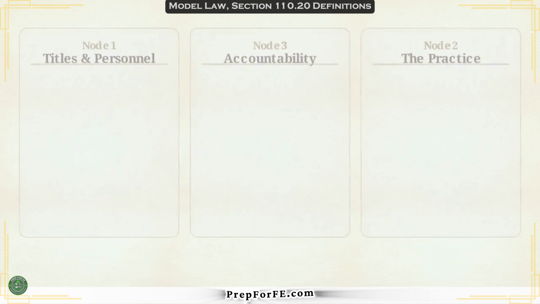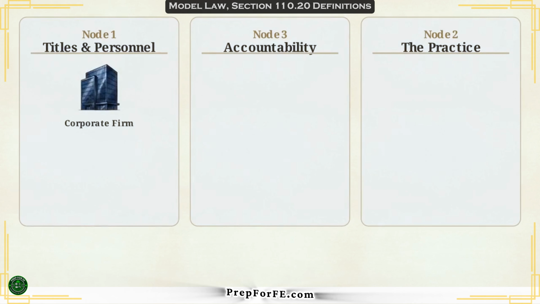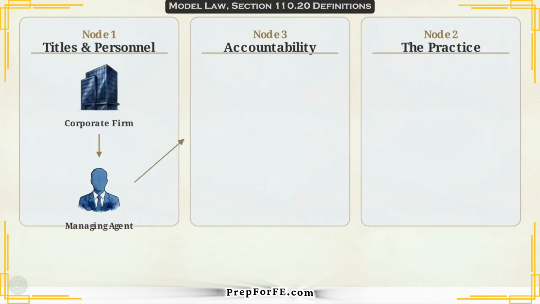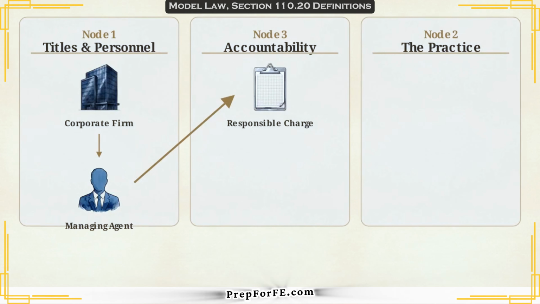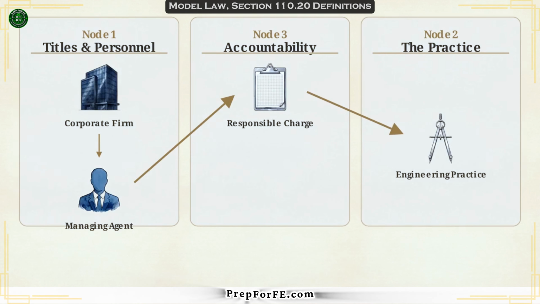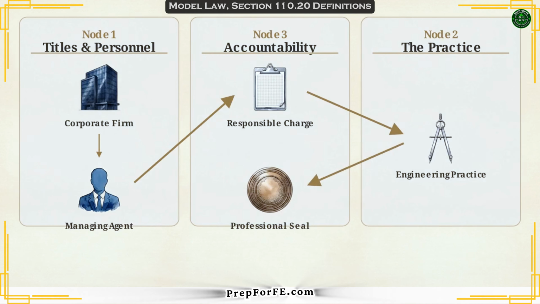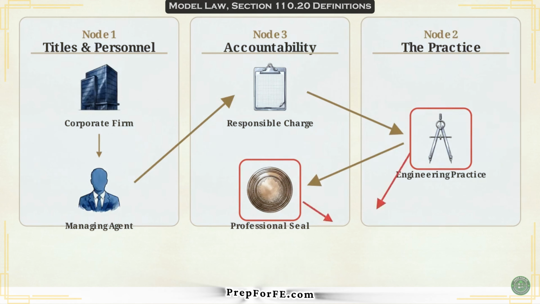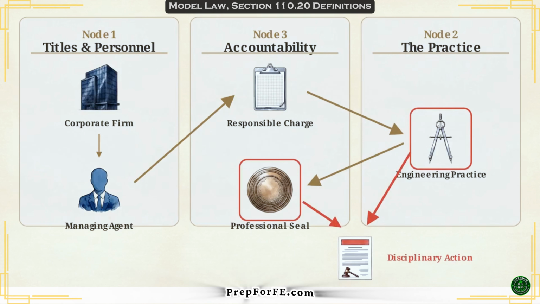This matrix ensures accountability. A firm in Node 1 designates a managing agent, who takes responsible charge in Node 3 over engineering practice in Node 2, applying a seal. If authoritative standards or authentication requirements are compromised, the system routes directly to disciplinary action.